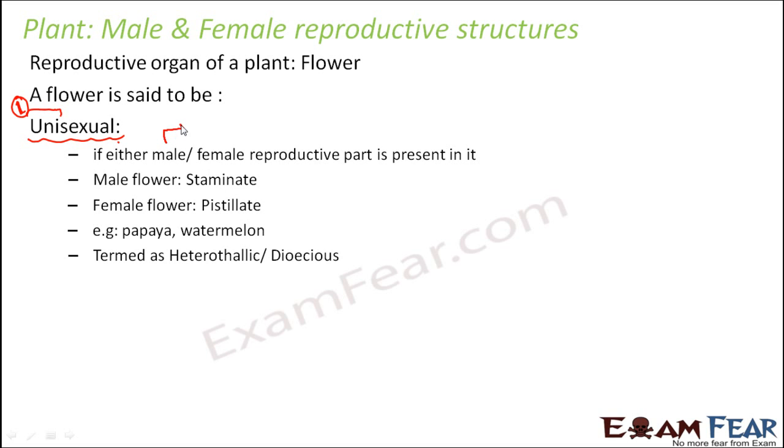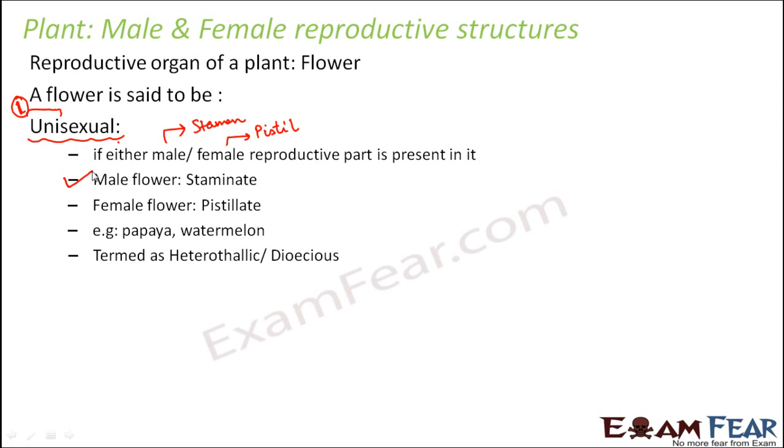Now, which is the male reproductive part of a flower? It is just a recap, because I am not going to tell you the structure of the flower once again, as we have already studied it in our junior classes. The male reproductive part is the stamen and the female reproductive part is the pistil or the carpel, whatever you call it, they are the same. So either stamen or pistil should be present in it. Then the flower is said to be unisexual.